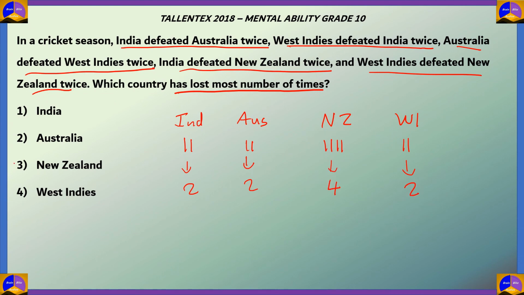So that means option 3, New Zealand, is the correct option. Options 1, 2, and 4 are incorrect because the number here is just 2, which is less than the number of defeats for New Zealand, that is 4. So option 3 is the correct option for this question asked in 2018.